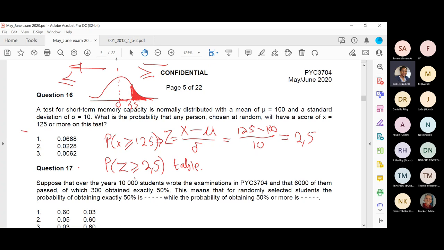And then look at the sign. The sign will help you decide which area to shade. The sign is greater than, therefore I'm going to shade everything bigger than 2.5. If it was less than, we would be shading the bigger area. So the area that we shaded is a small area. We're going to go to the smaller side on the table.